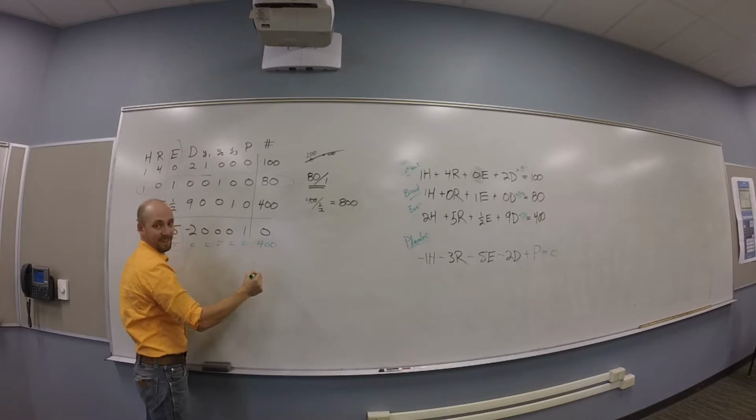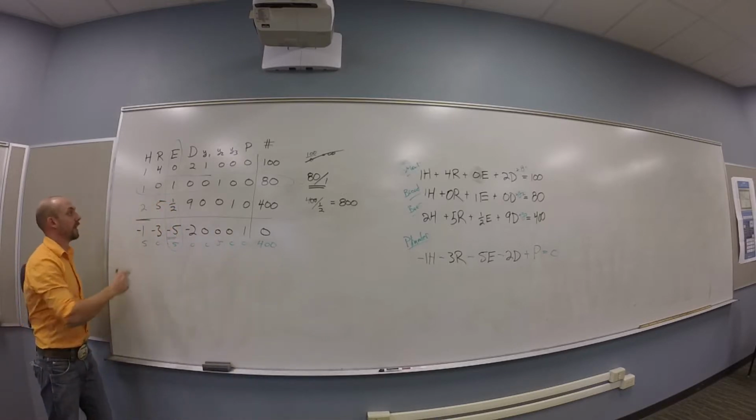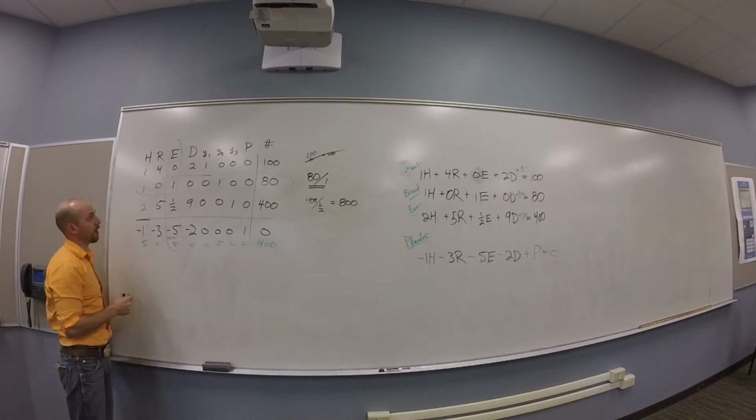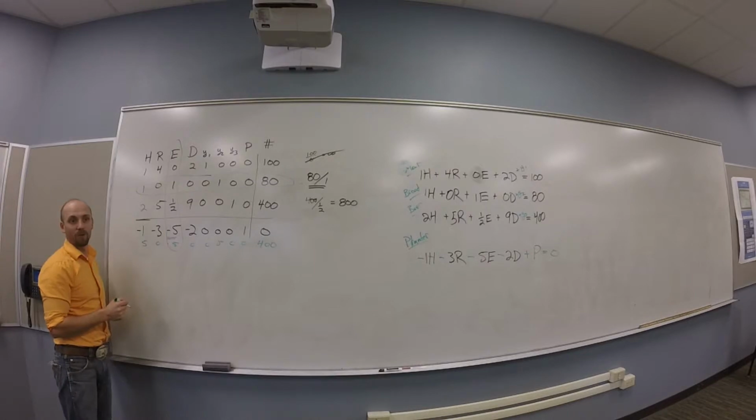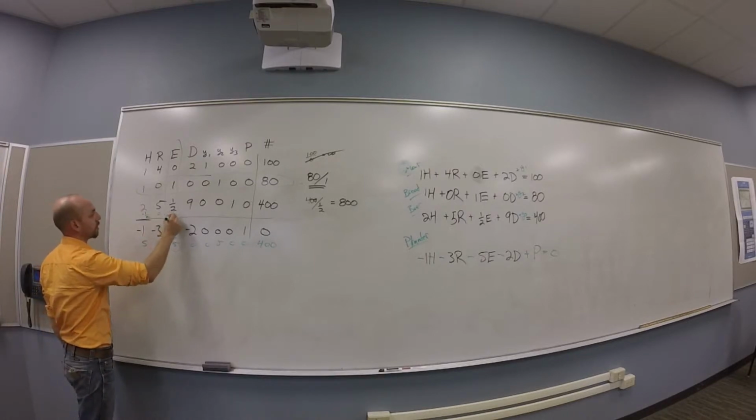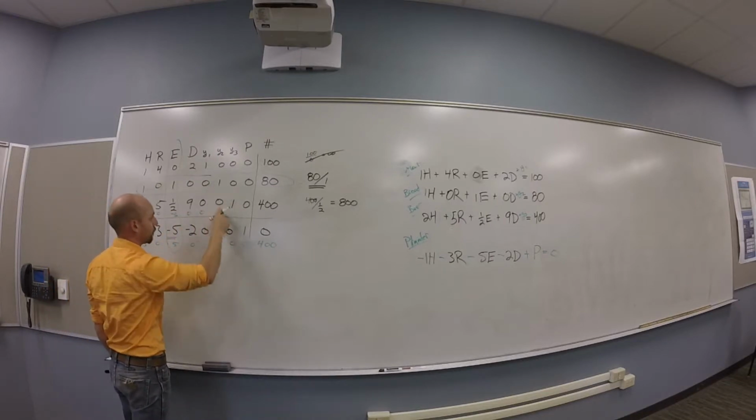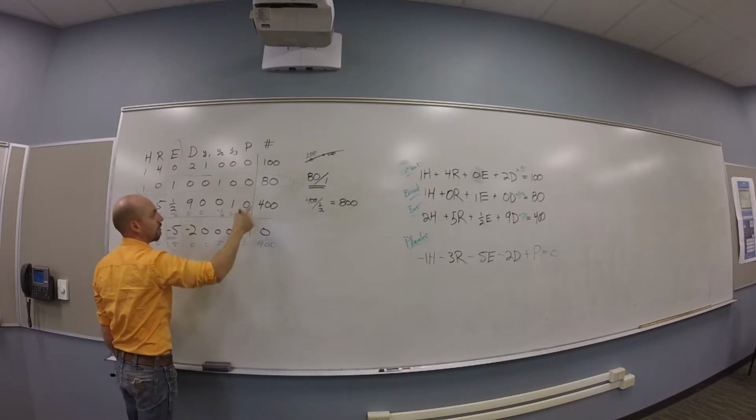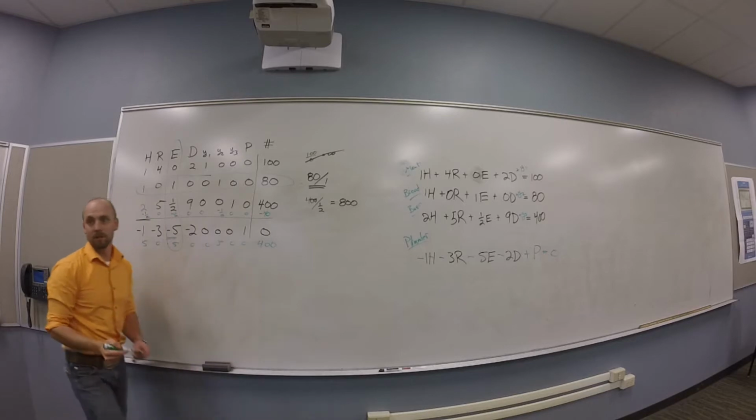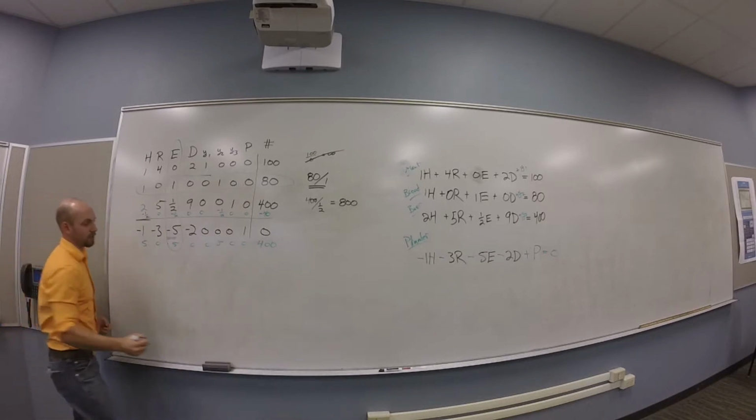400. You guys see that? And in this one, I'm going to multiply through by negative a half. So negative 1/2, 0, negative 1/2, 0, 0, negative 1/2, 0, 0, and negative 40. You guys see that? Now I'm going to do that arithmetic, right?